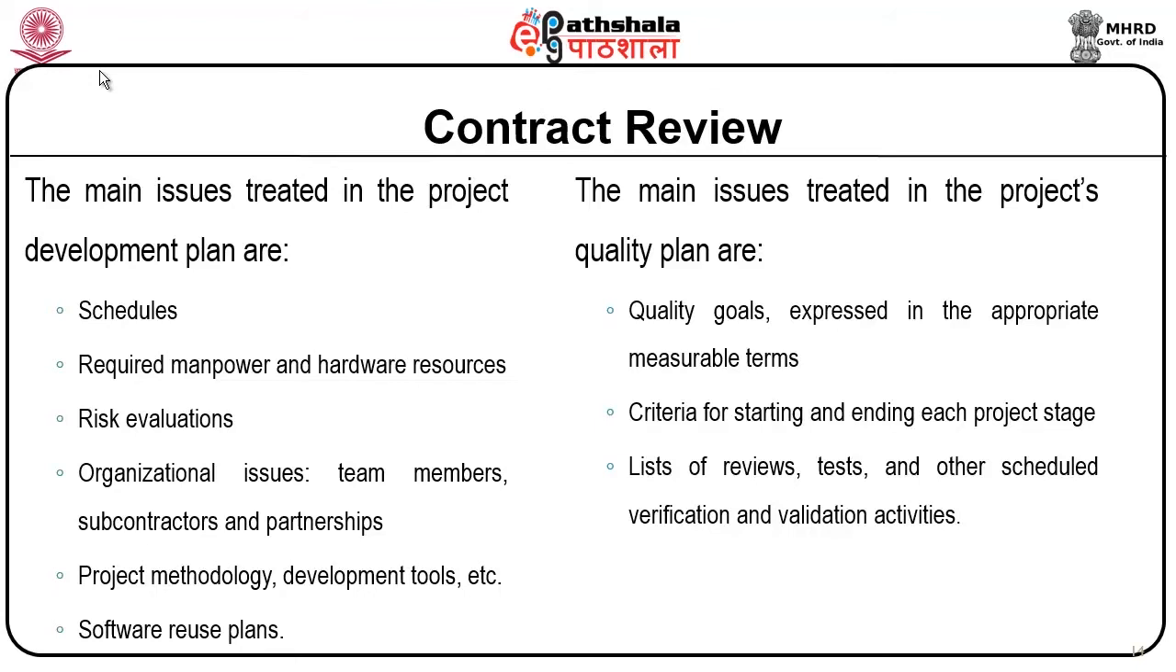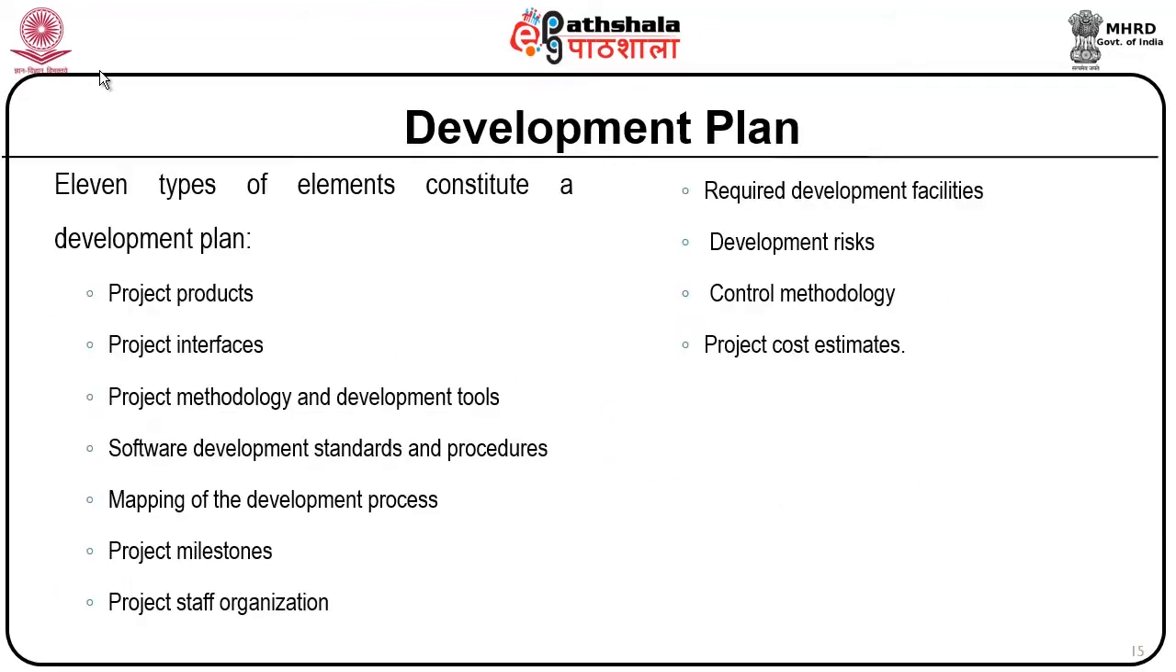The main issues treated in the project's quality plan are quality goals, which are expressed in the appropriate measurable terms, criteria for starting and ending each project stage, list of reviews, tests and other scheduled verification and validation activities. Development plan: 11 types of elements constitute a development plan: project products, project interfaces, project methodology and development tools, software development standards and procedures, mapping of the development process, project milestones, project staff organization, required development facilities, development risks, control methodology and project cost estimates.